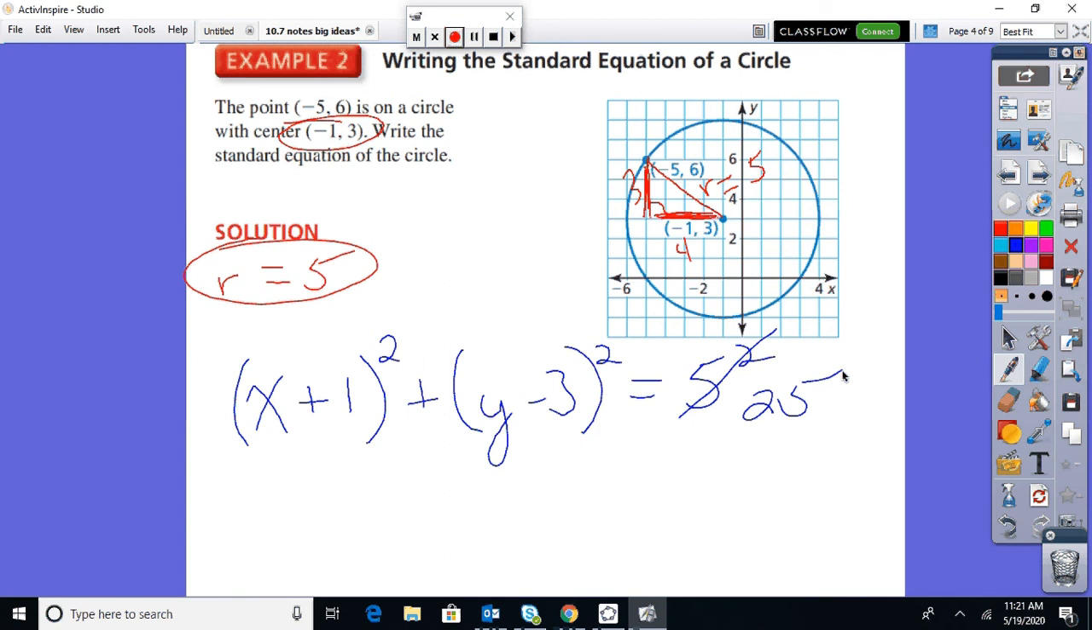All right, so the biggest thing kids really mess up, even on SATs, is just forgetting to square it. Don't forget that's r squared on the right-hand side of your equation. And that, my friends, is example 2.